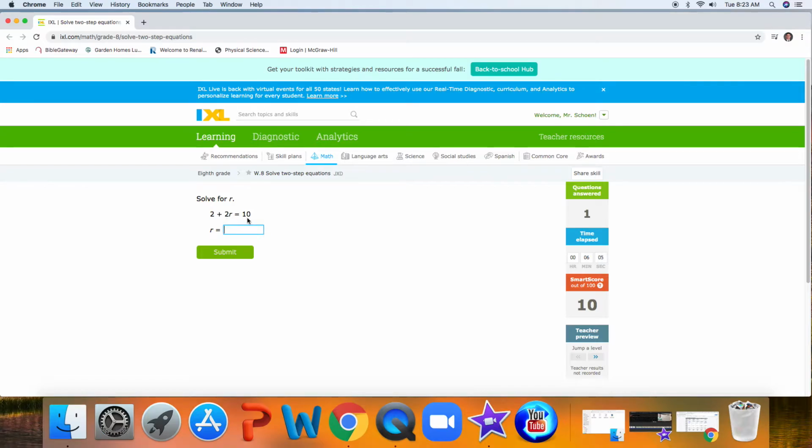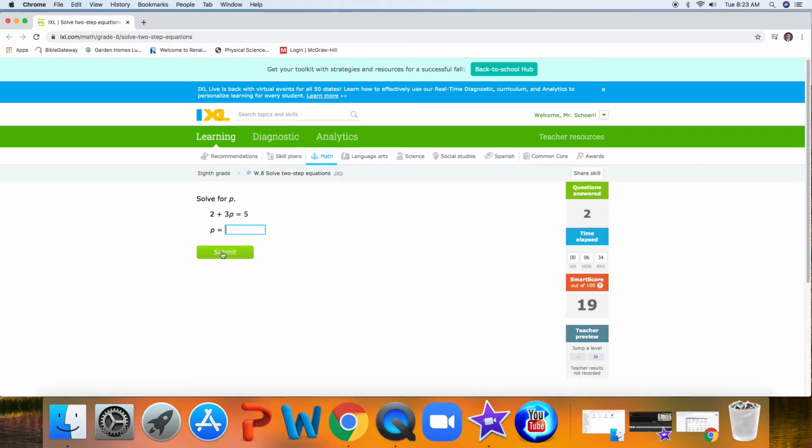It might be beneficial to have a piece of paper in front of you to write this out so that you can actually do each of these problems with the two-step method. First thing you need to do is look at the two operations. You've got addition and multiplication again, and then work in reverse order. I would subtract 2 from both sides, so 2 minus 2 is going to cancel out, and then 10 minus 2 is going to be 8. So I get a new expression that says 2r equals 8. I divide by 2 on both sides. 8 divided by 2 is again 4.